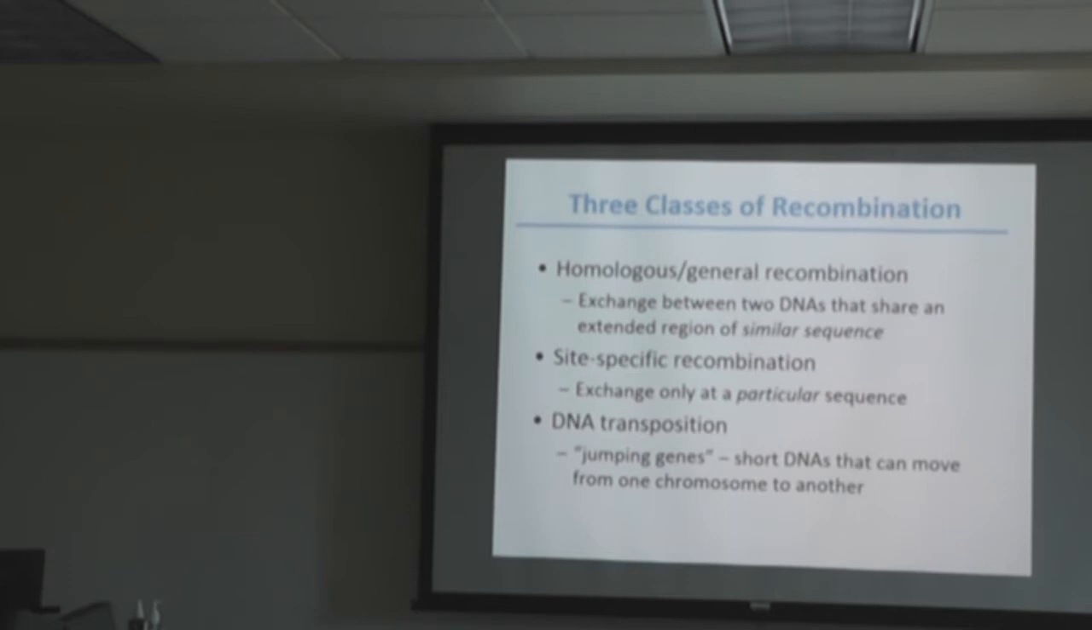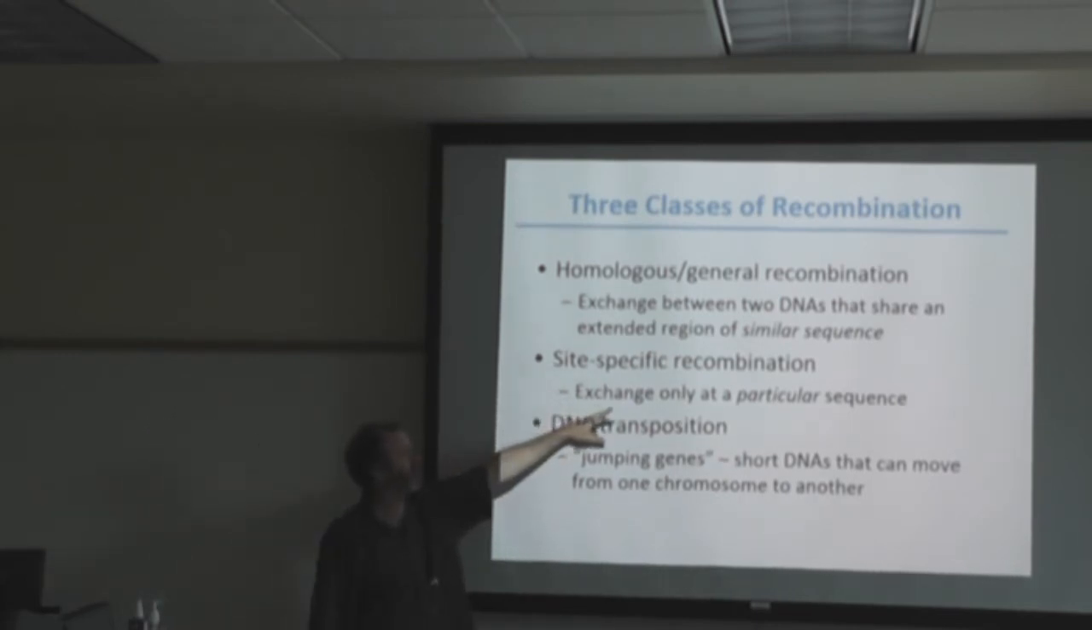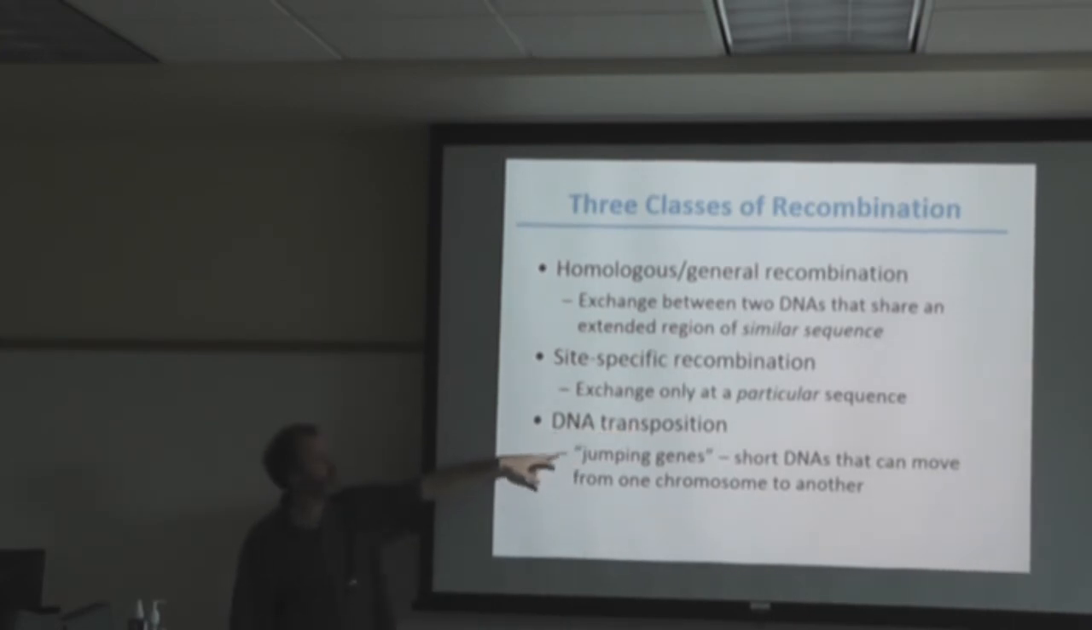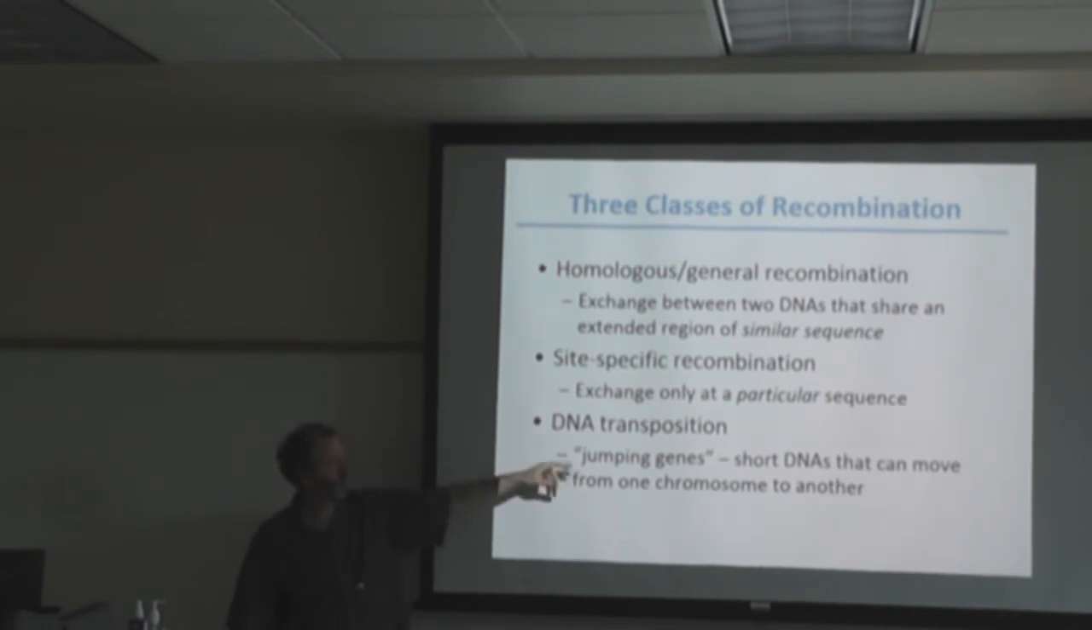Classes of recombination include homologous general recombination, where you get exchange between two DNAs that share a similar region of DNA sequence. They'll base pair in the similar regions so that you can get exchange that way. Then there's site-specific recombination, where you get exchange at only a particular site, and then there's transposition. You remember those jumping genes? Short DNAs that can move from one chromosome to another, such as transposons, right?